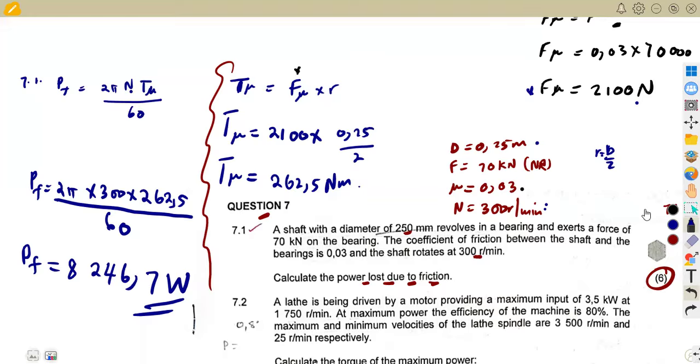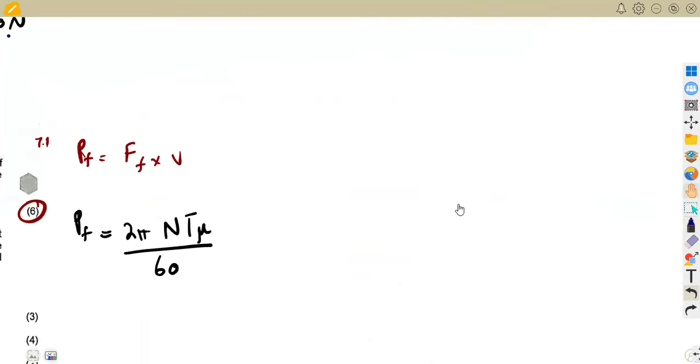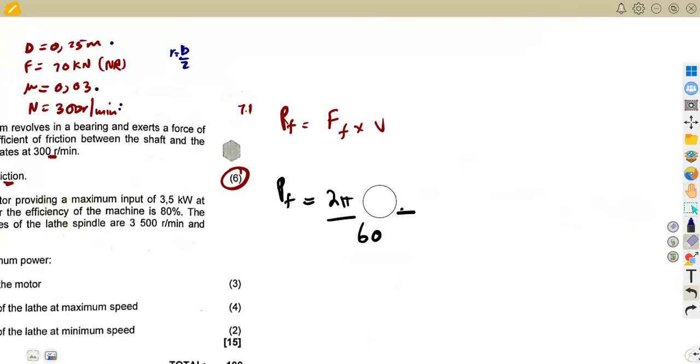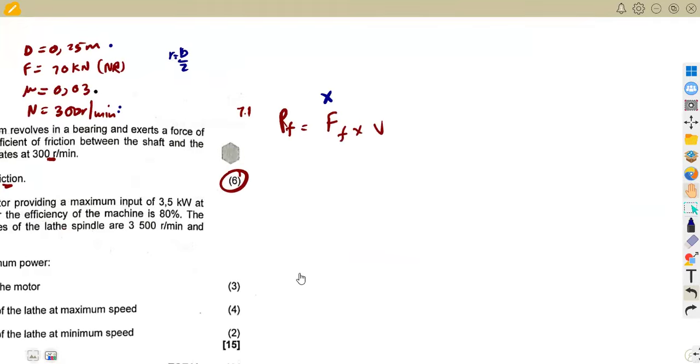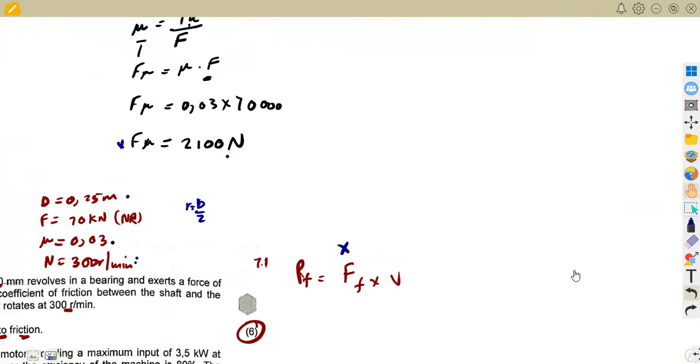Another way, as we said, is to use the formula that finds the frictional power from the frictional force, but we must have the velocity. We already calculated the frictional force. If you were to use this formula, you calculate the frictional force the same way, but you need the velocity. Remember that velocity is pi d n over 60.